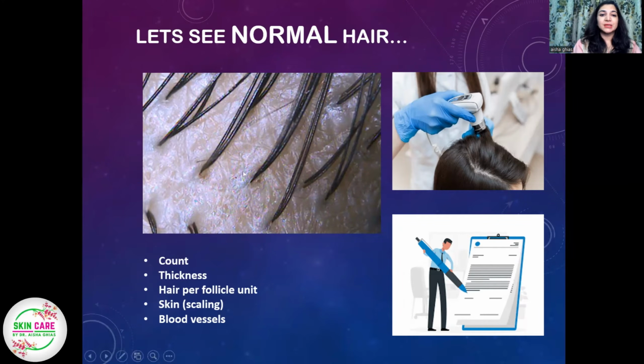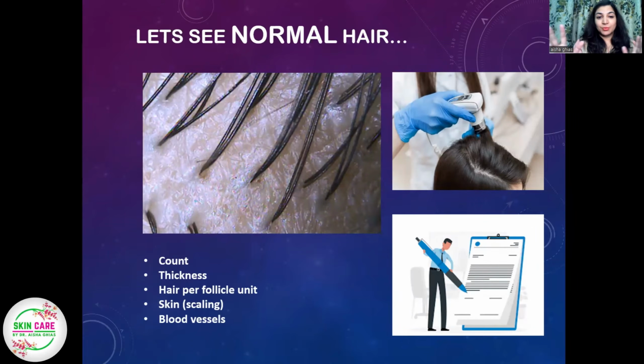Like as you can see in this picture, all the hair are of similar caliber. They are all of similar thickness, but there is obviously a particular distance between the hair follicular units, and you are unable to see any empty follicles over here. So this is the picture of normal hair that you can see with your trichoscopy, and you can obviously report that thing with the help of your pen and paper.